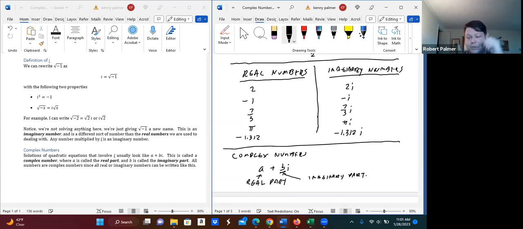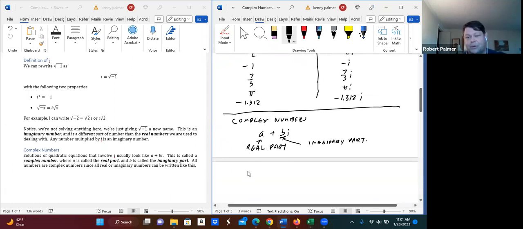Many solutions to quadratic equations that involve i will look like this, where you can have a real part and an imaginary part. Also, all numbers are complex numbers because every real number can be written this way. I'll explain. Let's take a quick look at some complex numbers, some examples.